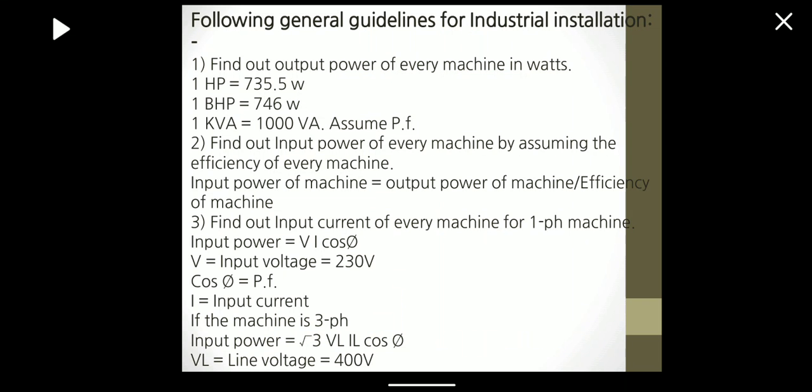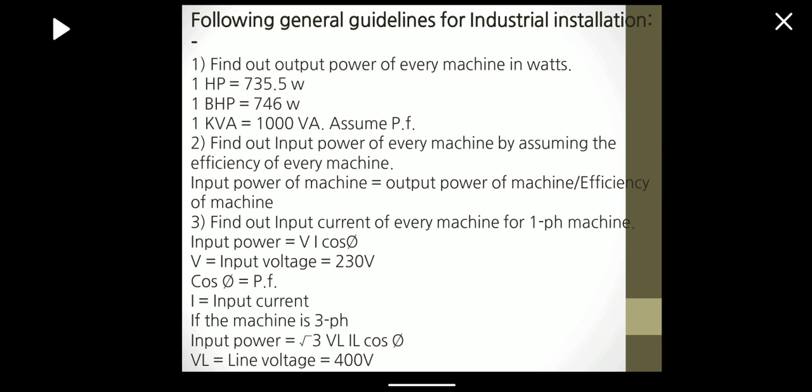That means 1 HP is equal to 735.5 watt, or 1 bhp is equal to 746 watt, or 1 kVA is equal to 1000 VA, and also assume the power factor. Then second, find out the input power of every machine by assuming the efficiency of every machine. So input power of the machine is equal to output power of the machine divided by efficiency of the machine.